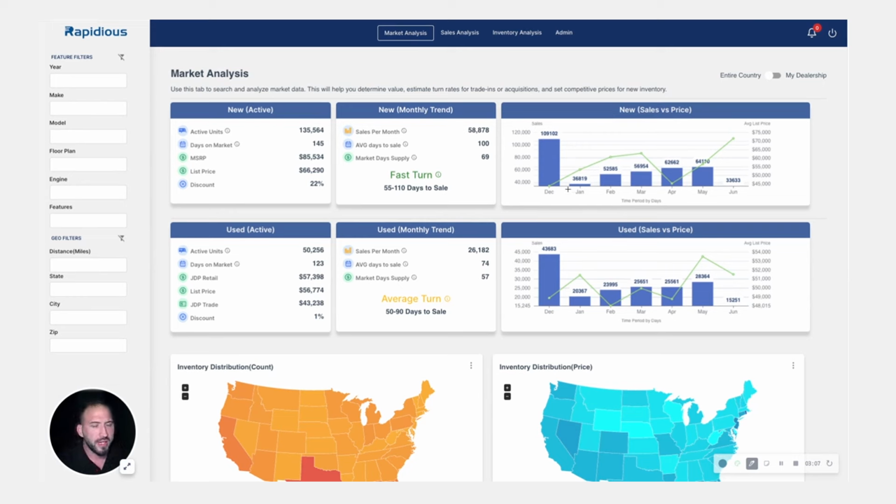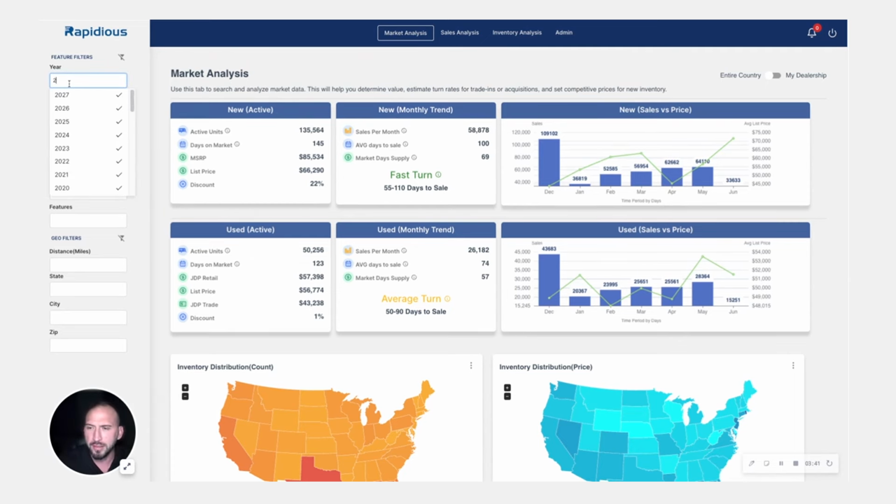On the right-hand side here, you can actually see how many sales per month are happening. And what you can also see when you hover over it is what the average list price was. So how did the list price change with sales? When you're looking to do an appraisal or just overall market analysis on a unit, you're going to start off on the left-hand side right here with our filters.